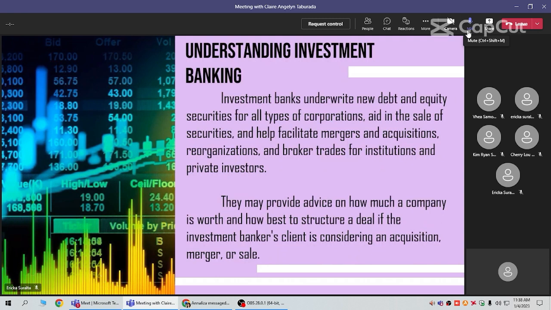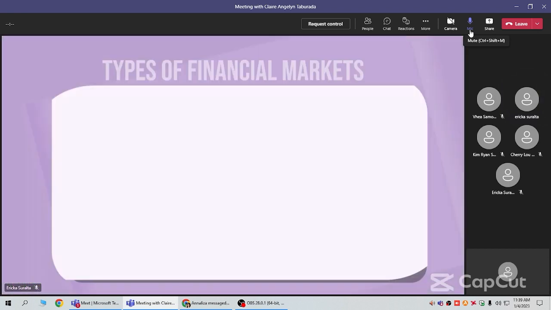So before we proceed to understanding financial market, wait, the slide seems different from what is in the PowerPoint. It is Understanding the Financial Market. So let's disregard that. Okay, sorry. I will just explain understanding investment myself.